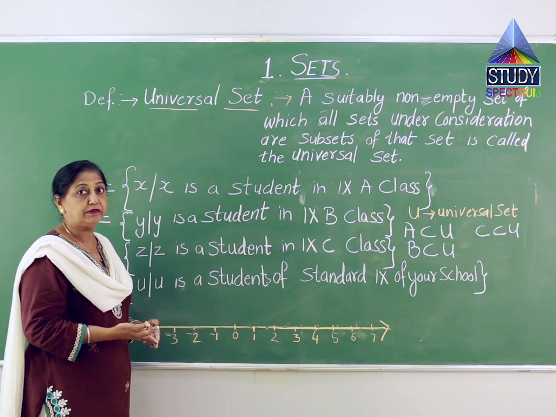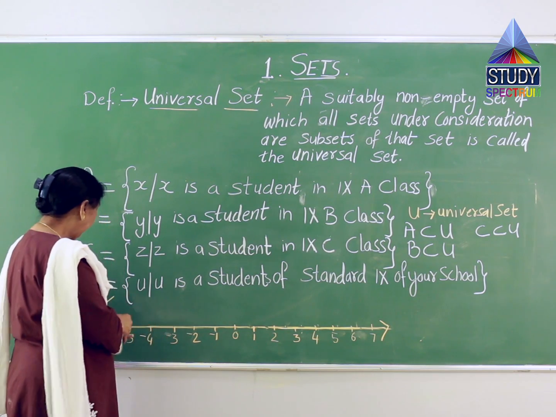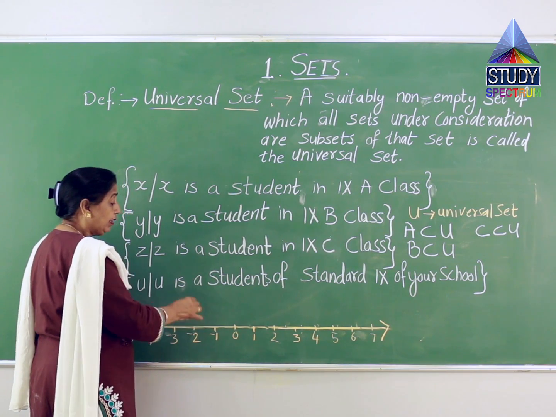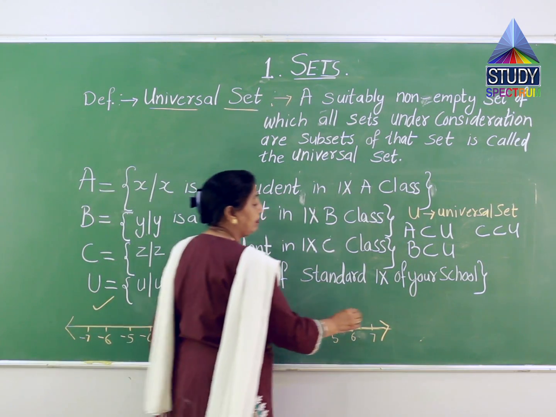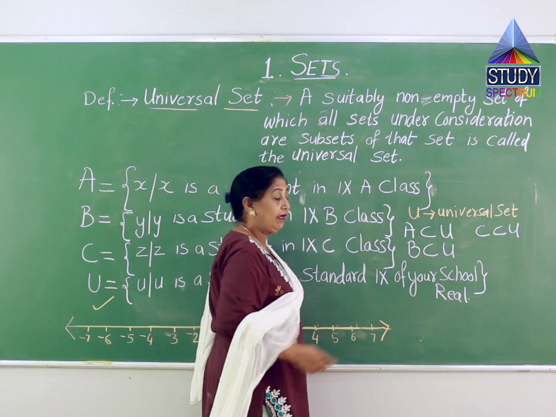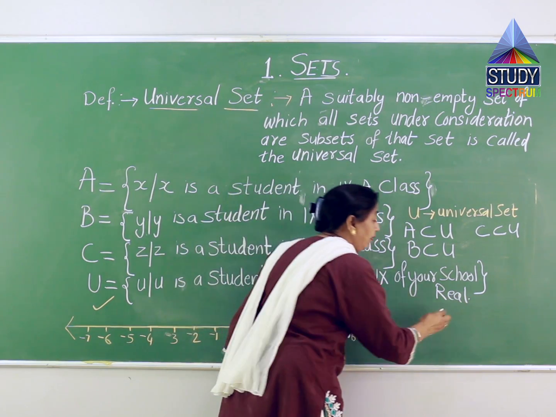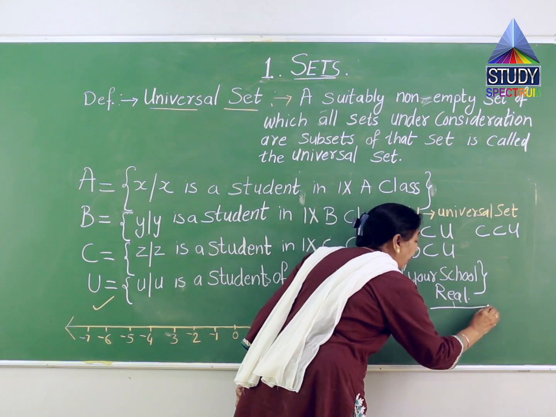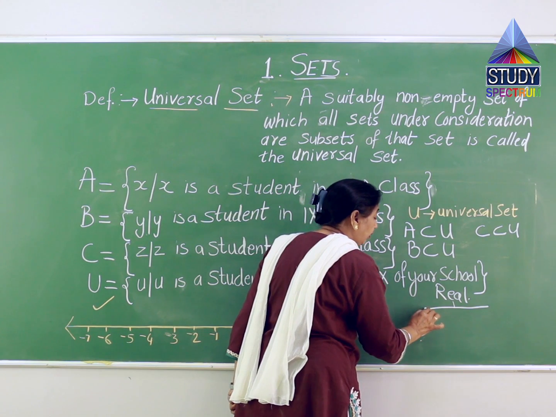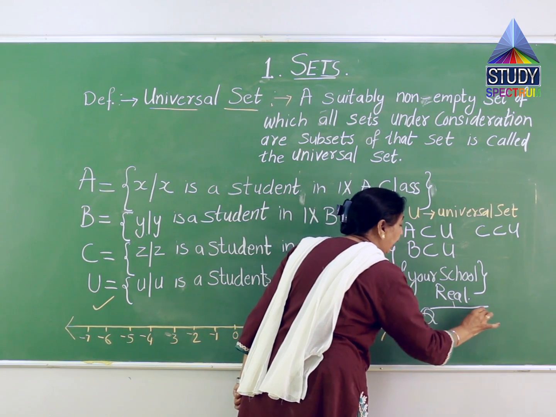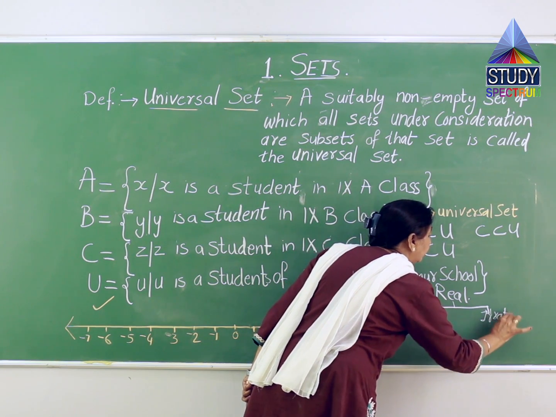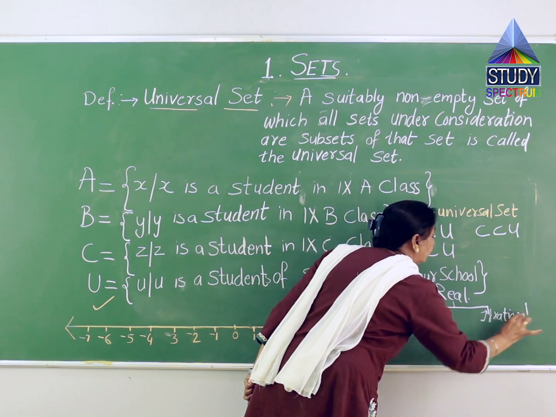As you know the numbers, this is a number line and here the numbers are given. Now in the number line, all the real numbers are there. And what are real numbers? Real numbers contain both rational and irrational numbers. Rational numbers we always denote by Q. And this is another, irrational numbers.